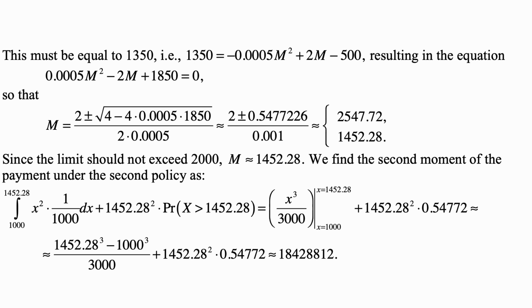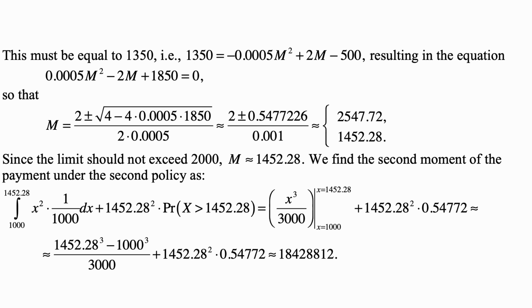One is 2,547.72, and the other one is 1,452.28. Since the limit should not exceed 2,000, the maximum loss, M is 1,452.28. And we find the second moment of the payment under the second policy as the integral from 1,000 to 1,452.28 of X squared times 1 over 1,000 dx plus the payment now, the maximum M is 1,452.28. That's the amount of the payment squared times the probability that X is more than 1,452.28.